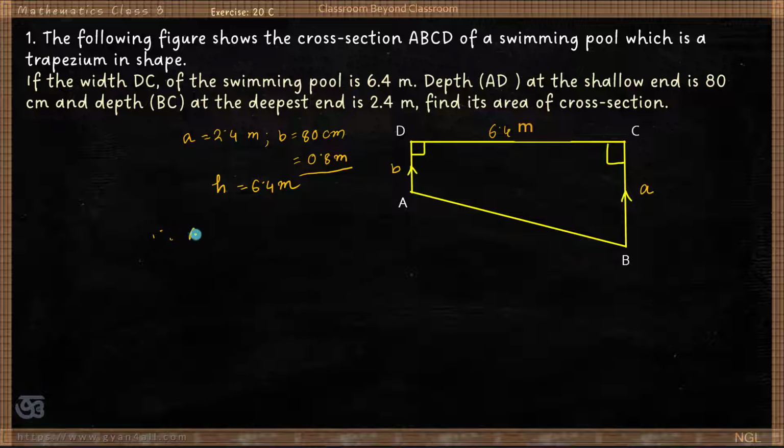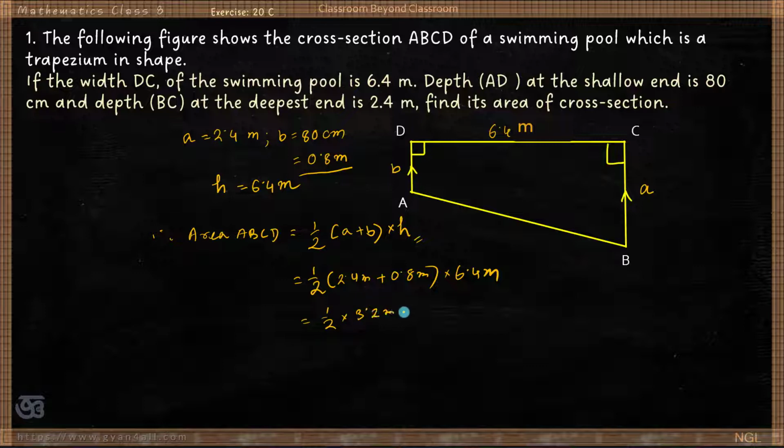And therefore area of the cross section, that means area ABCD, is equal to half of sum of the parallel sides of the trapezium, a plus b, multiplied by the distance between the parallel sides of the trapezium, and that is equal to half of a is equal to 2.4 meter and b is equal to 0.8 meter and height is equal to 6.4 meter. 3.2 meter multiplied by 6.4, so this is equal to 10.24 meter, that is meter square.